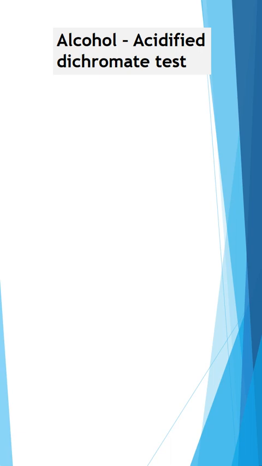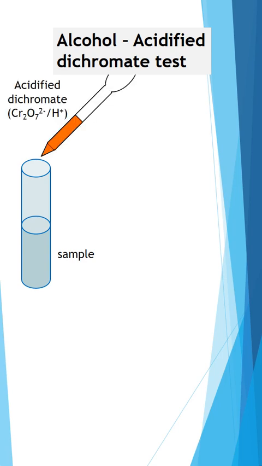Okay, so if we want to test for an alcohol, one of the tests we can carry out is the Acidified Dichromate Test. Now this will specifically test for primary and secondary alcohols, and it will also test for aldehydes. If we take a sample and put it into a test tube, we can add the acidified dichromate, usually about 10 drops. It can either be added as dichromate and then some acid added, or the solution can already be acidified. We add it and the solution goes orange.